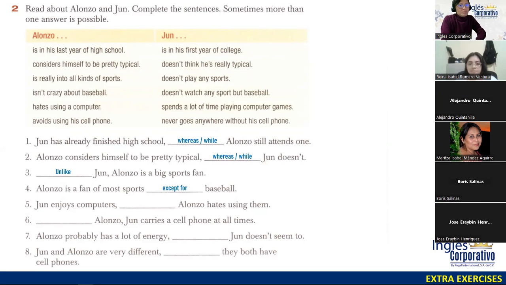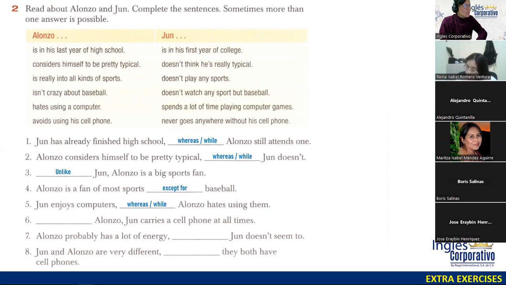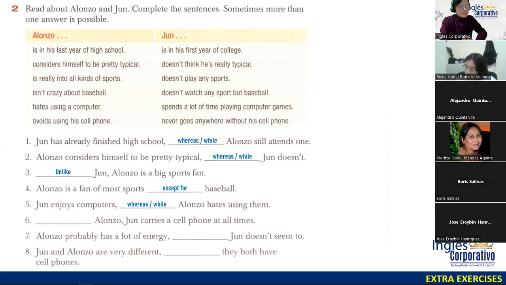Number five? Jose, please. June enjoys computers while Alonso hates using them. Same case as number one and two. We can use whereas or while, right? Alonso hates using them. Muy bien. Number six. Byron, please. Okay. Unlike Alonso, Jen carries a cell phone at all times. Very good. Correct. Thank you so much. What about number seven?